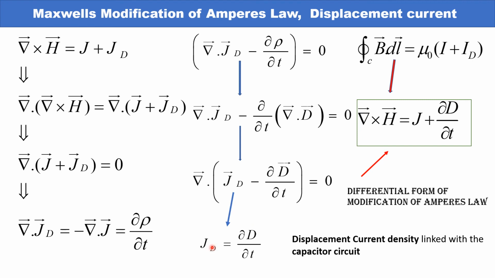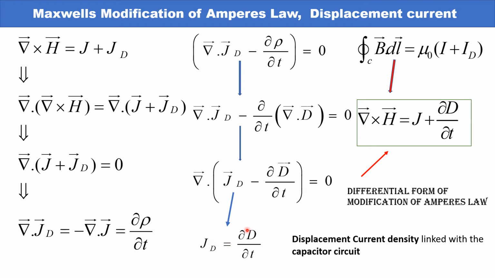We get this term J_D is equal to ∂D/∂t. So Maxwell added that extra term ∂D/∂t, and that is validating the equation of continuity. Without this term, the equation of continuity is not validated at all. So I think you all have understood why Maxwell added this extra term.